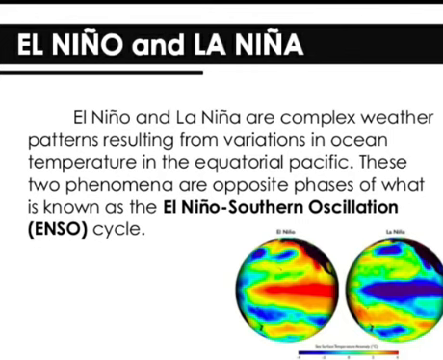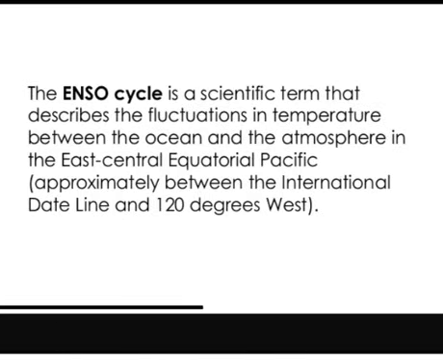Condensation and everything that forms the rain. So these two phenomena are opposite phases of what is known as the El Nino Southern Oscillation or the ENSO cycle. The ENSO cycle is a scientific term that describes the fluctuations in temperature between the ocean and the atmosphere in the east-central equatorial Pacific, approximately between the international dateline and 120 degrees west. So as you can see, La Nina and El Nino are triggered by climate change talaga. Whether it's too hot or too cold, parang ganun.